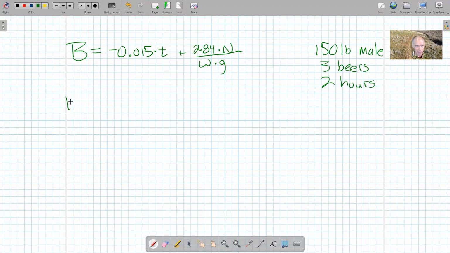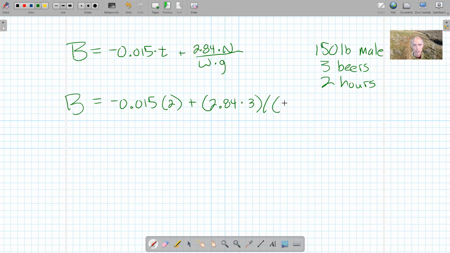So plugging everything in to find their blood alcohol, negative 0.015, always write it down before you hit your calculator, times 2 plus, I'm going to use the parentheses version, 2.84 times 3 divided by 150 times 0.68 because it's a male. So that would be my full equation right there. And once I write it down, then I go to my calculator. And most modern calculators, you don't have to do this in pieces, just do it in one shot.